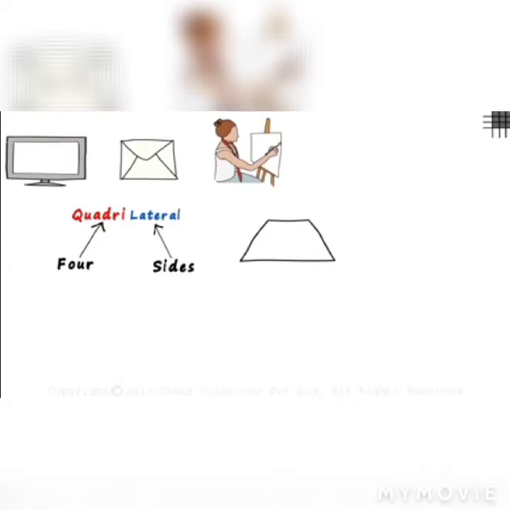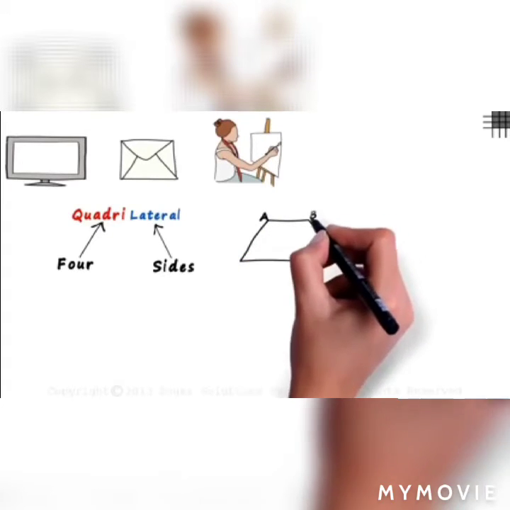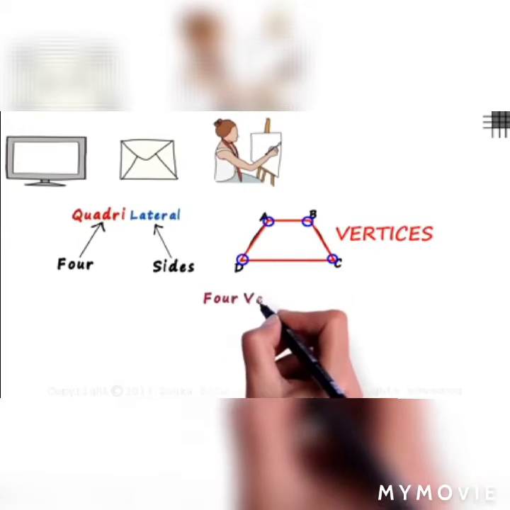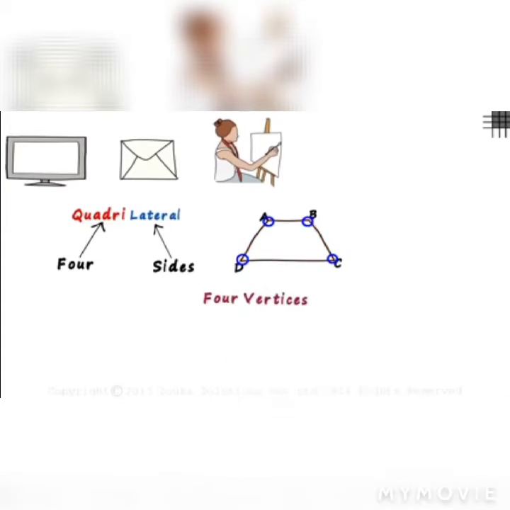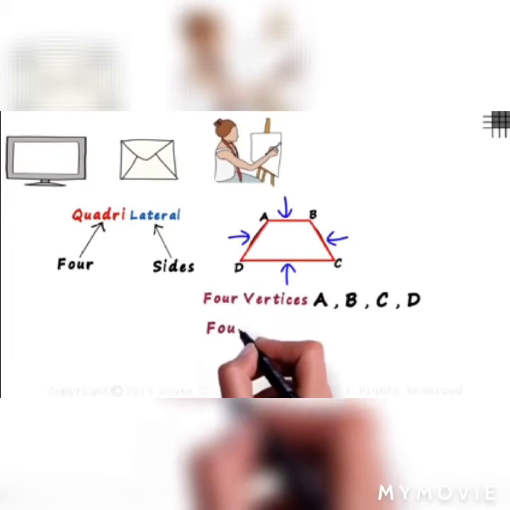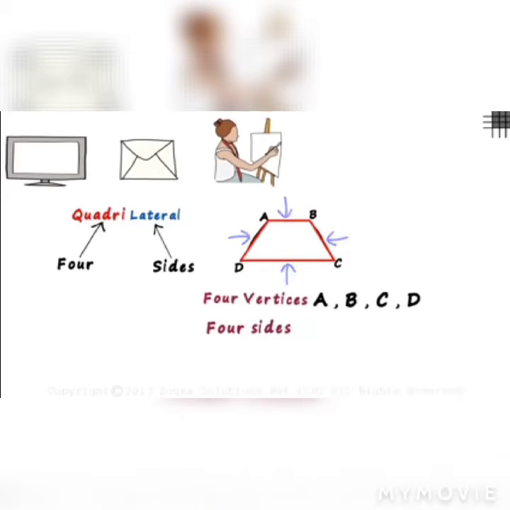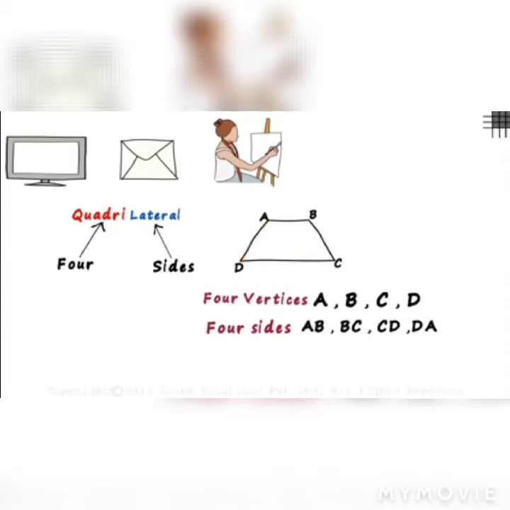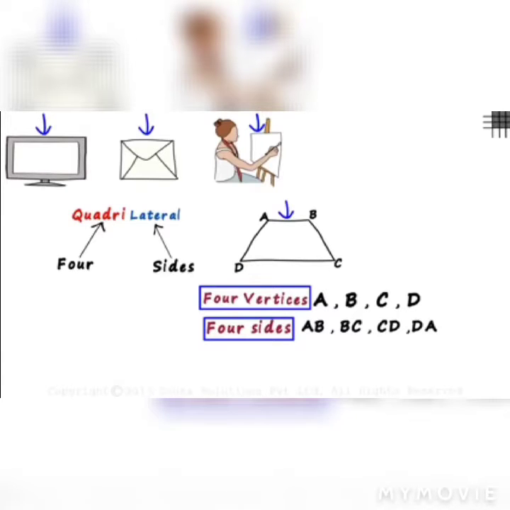To name the quadrilateral, we give names to these 4 points. We call them A, B, C and D. These things that we just named are called vertices, and a quadrilateral will always have 4 vertices. Each point is called a vertex, and as we've already seen, a quadrilateral has 4 sides, and the sides are called AB, BC, CD and DA. So remember, every quadrilateral has 4 sides and 4 vertices.